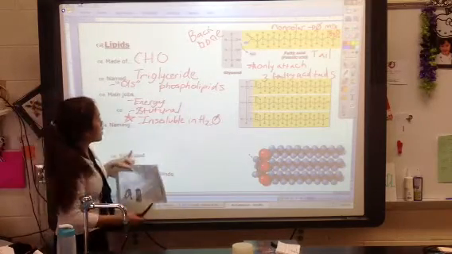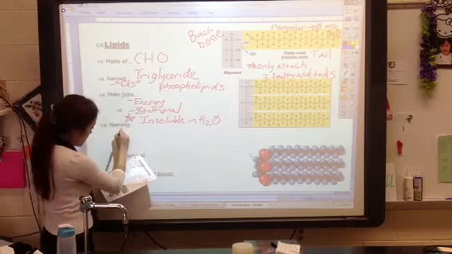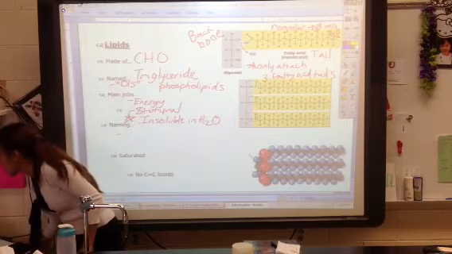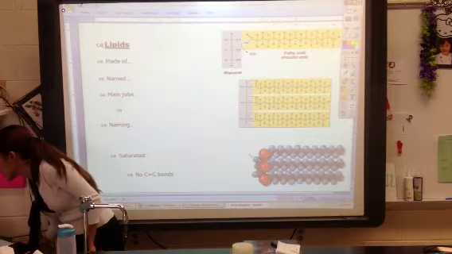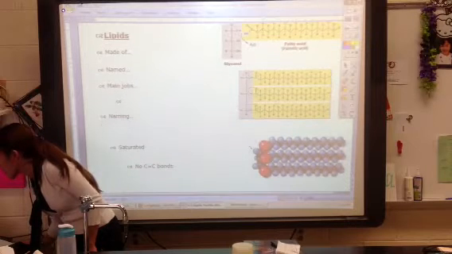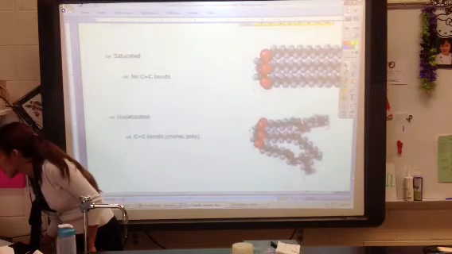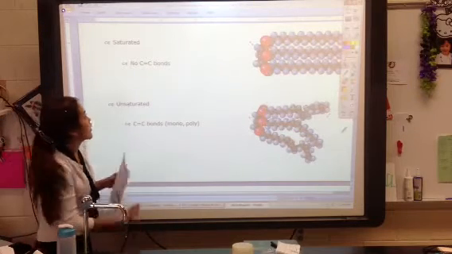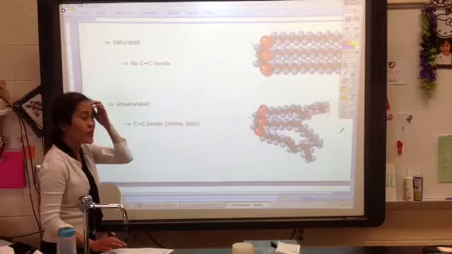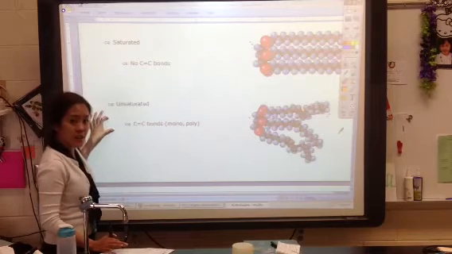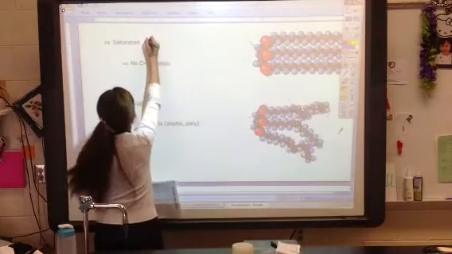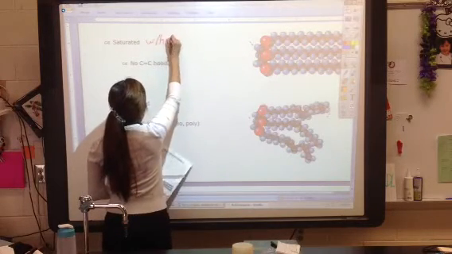For the naming of our lipids, this is really going to be based on the structure of the molecule. And so when we look at these two characteristics, lipids can be characterized as saturated or unsaturated. And what we're talking about is that they're being saturated or unsaturated with hydrogen.